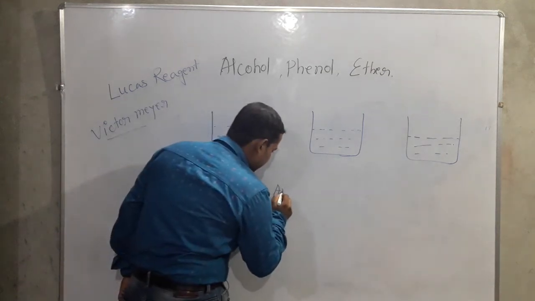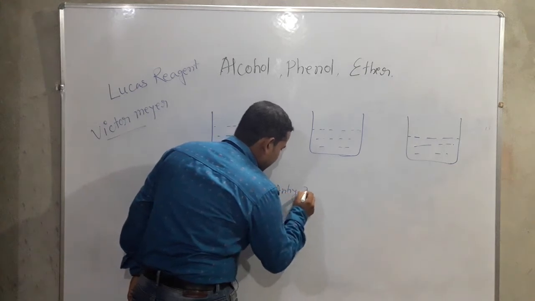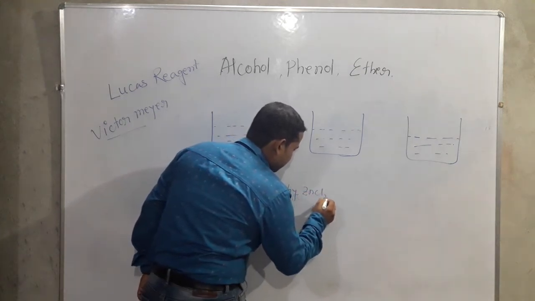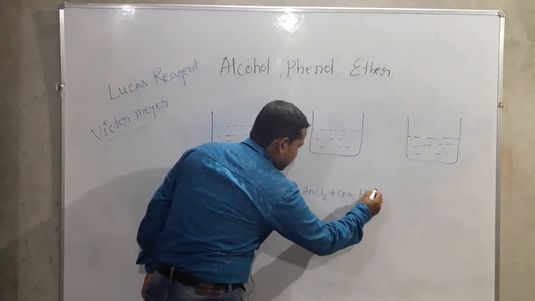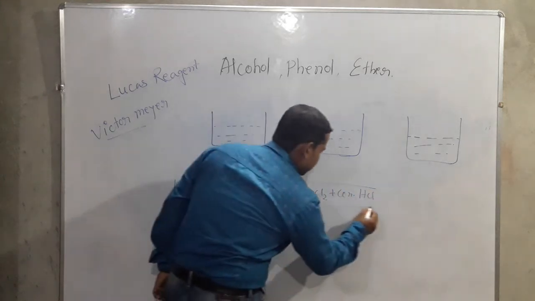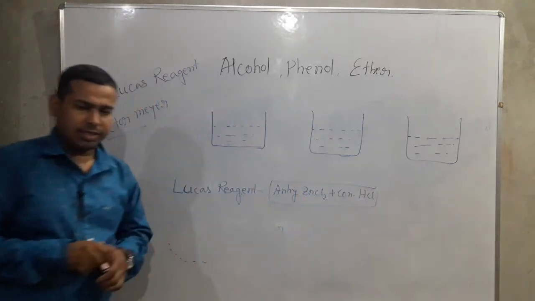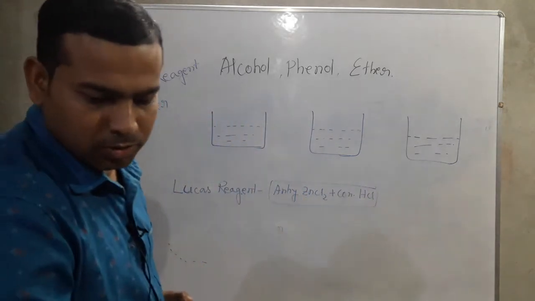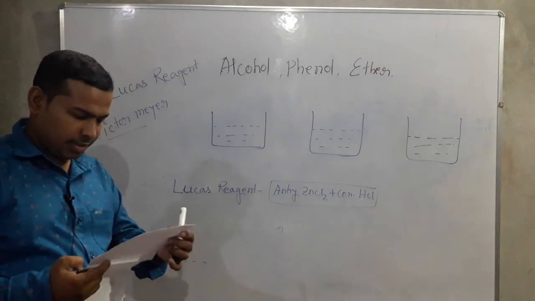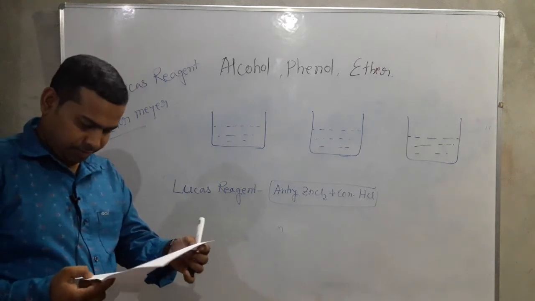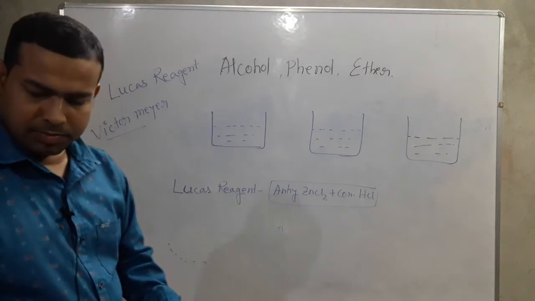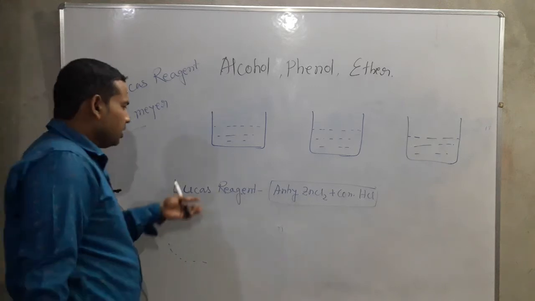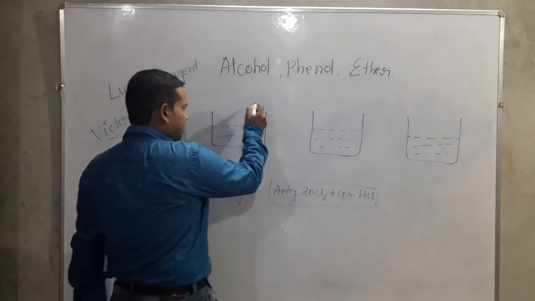Anhydrous ZnCl2 plus concentrated HCl. It is a mixture of anhydrous ZnCl2 plus concentrated HCl. So this is known as Lucas reagent. Okay, so you will add Lucas reagent.